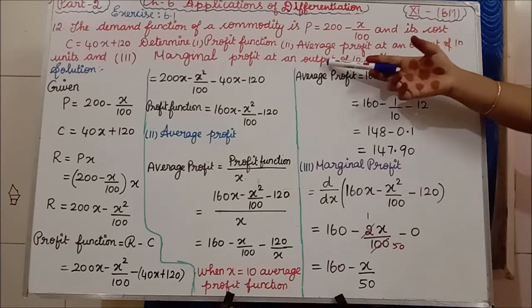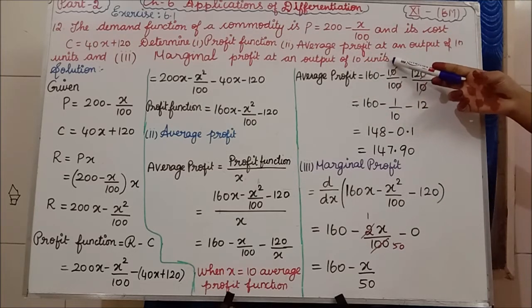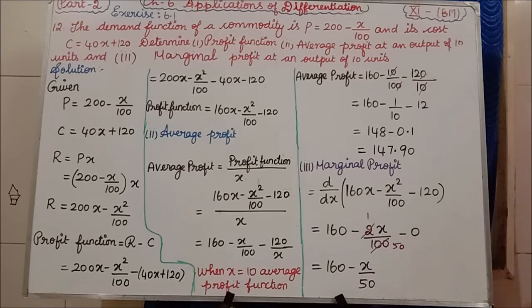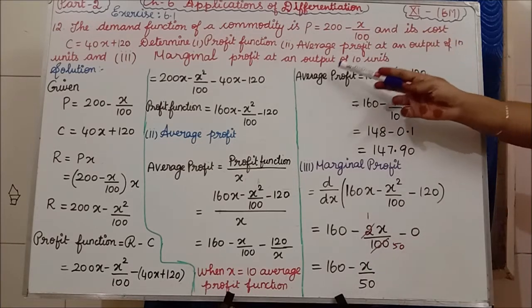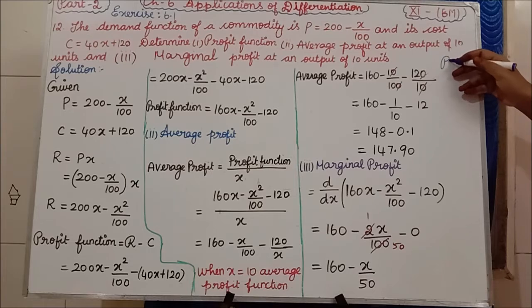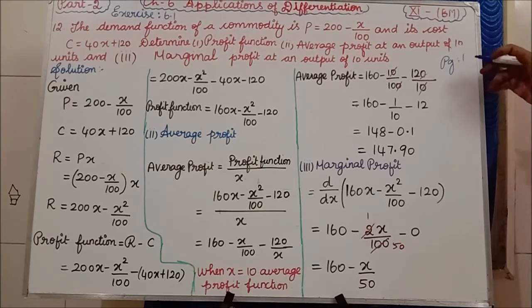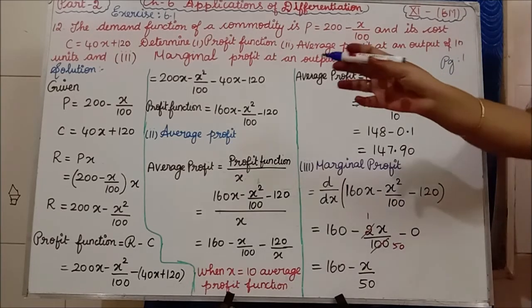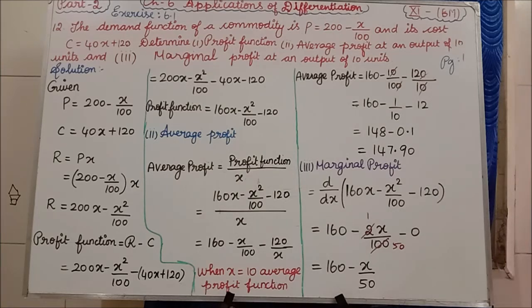But we have to find it at an output of 10 units, which means in the place of x we have to substitute 10 and find the marginal profit at an output of 10 units. I will consider this as page number 1. The continuation of this and the fourth subdivision we will see on page number 2. Clear all of you up to this third subdivision? Yes.